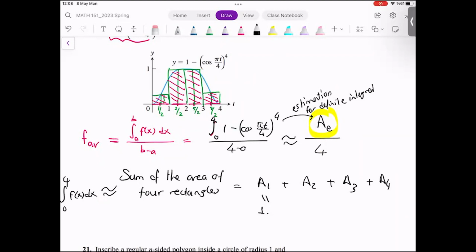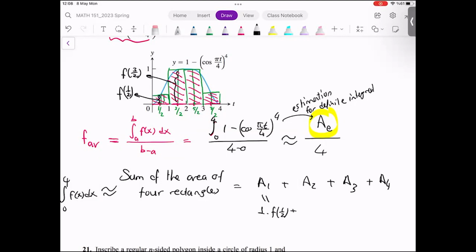I already mentioned that. This is the height of the first rectangle, and it is given by the function evaluated at the midpoint. And similarly, this is the height of the second rectangle, and it is given by the value of the function evaluated at the second midpoint. So let's write them down.